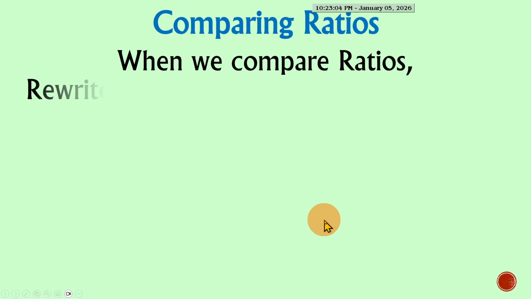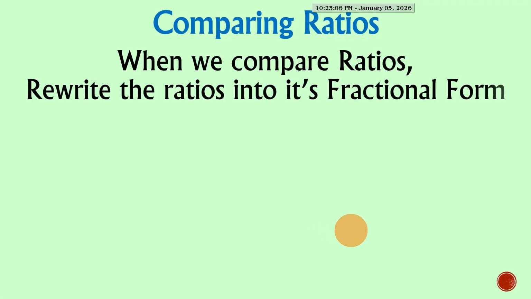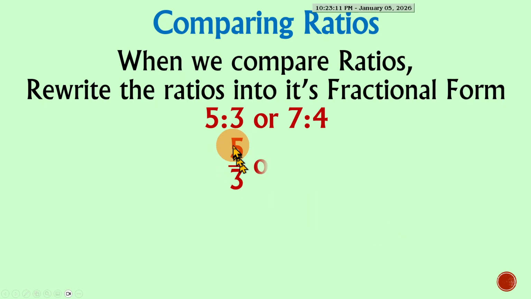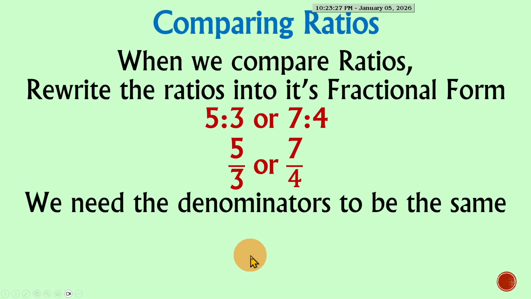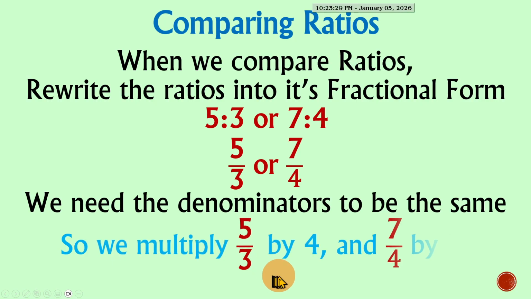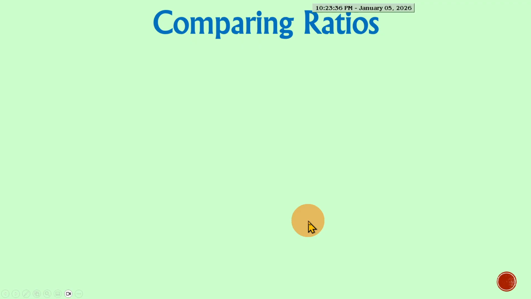When we compare these ratios now, we're going to rewrite the ratio into its fractional form. So 5:3 is going to become 5/3, and 7:4 is going to become 7/4. The 5/3 is going to be multiplied by 4, and the 7/4 is going to be multiplied by 3. Of course, we will put the 3 and the 4 in both the numerator and the denominator so we can make the denominators identical. They're going to be 3 times 4, which is 12.